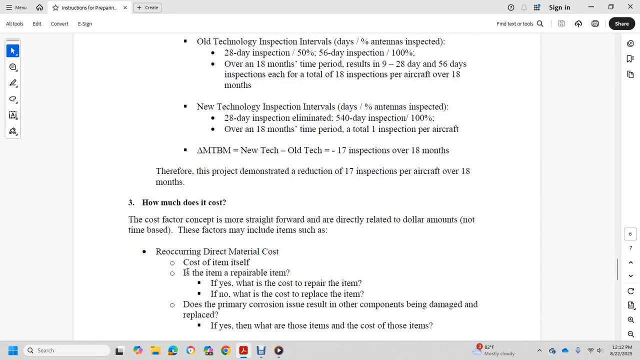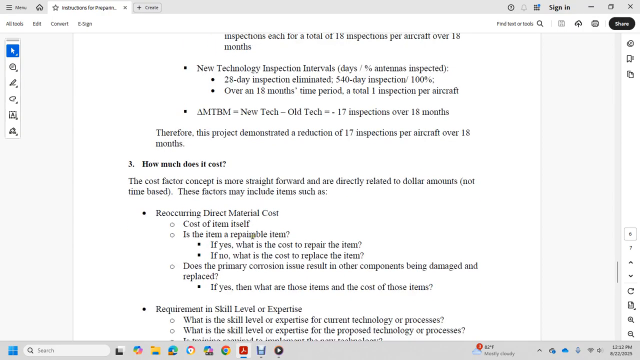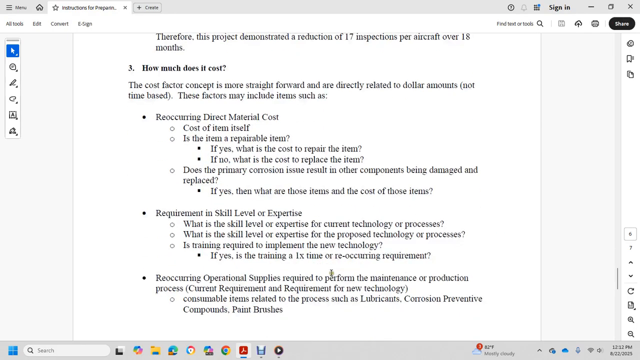How much did it cost? The cost factor is more straightforward, with direct dollar values, as opposed to the time factor. It should include the following items: recurring direct material cost of the item itself; if the item is repairable, yes, the cost of repair; if no, the cost to replace the item; the cost to repair the corrosion, and the result of other components that can be damaged and must be replaced; and the cost of those items.